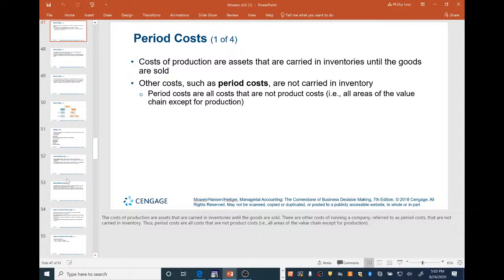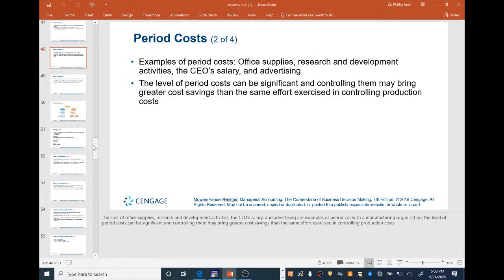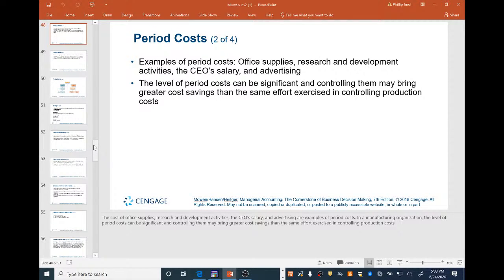So what do we mean? We got selling expenses, general administrative, and stuff like that, right? So this is stuff from the point we've already produced our good to sell. These are period costs beyond that, because the first cost is producing our good to sell, and then from that point, it's going to be a period cost. So some examples of period costs: office supplies, research and development activities, CEO salary, and advertising. All period costs, okay? The level of period costs can be significant, and controlling them may bring greater cost savings than the same effort exercised in controlling production costs.